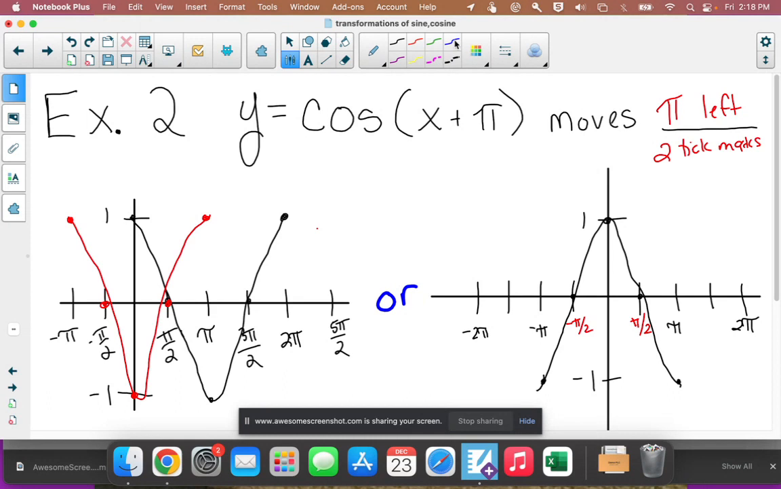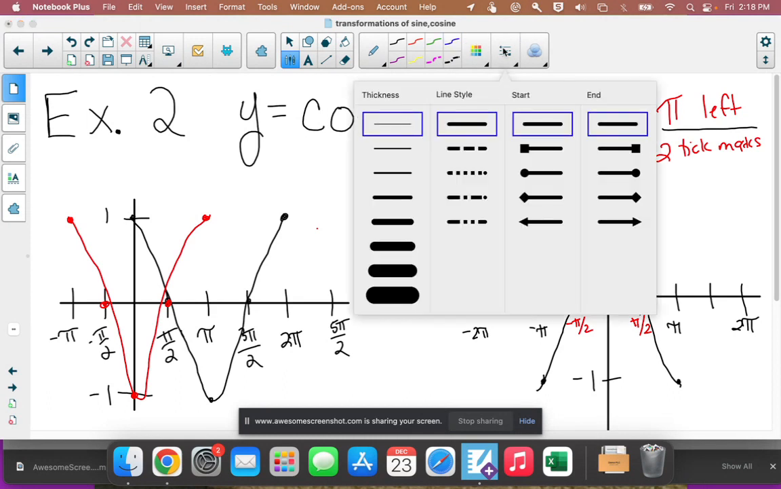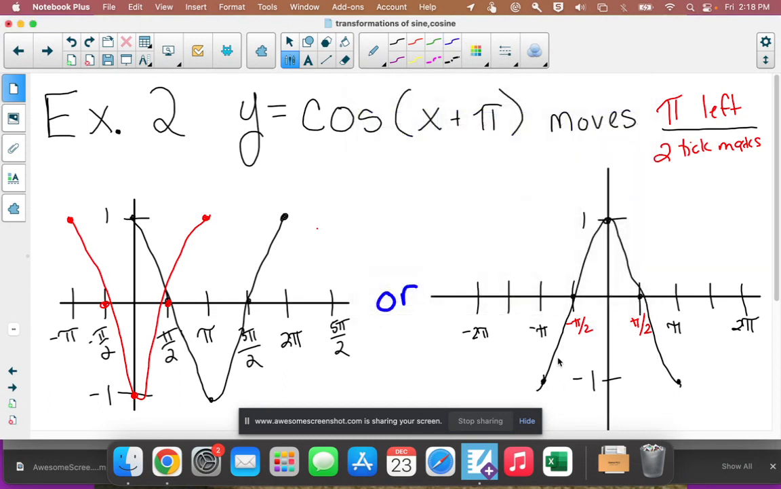So again, same thing. We are now going to take our one that we've done positive and negative and slide it 2 tick marks to the left. Okay, so negative pi becomes negative 2 pi. Okay, negative pi over 2 becomes negative 3 pi over 2. 0 becomes negative pi. Again, we're just sliding it over. Pi over 2 becomes negative pi over 2, and 1 pi becomes 0.